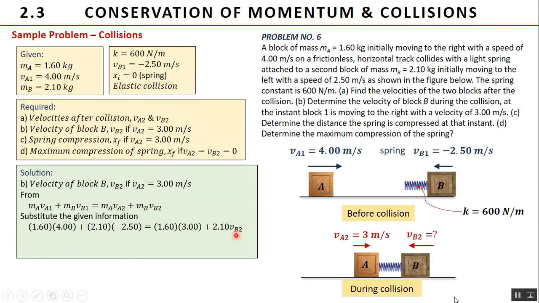Solving for VB2, VB2 is negative 1.74 meters per second. Since this value is negative, block B is still moving to the left. It means that the spring is not fully compressed. In fact, blocks A and B still have kinetic energies to further compress the spring.